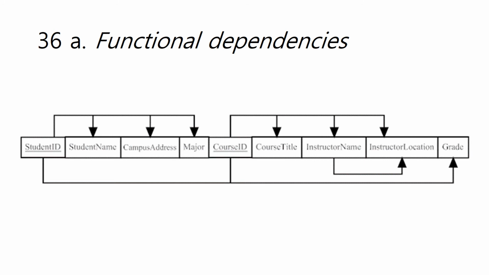A. Functional dependencies. You can see student ID determines student name, campus address, and major. Course ID determines course title, instructor name, and instructor location. Instructor name determines instructor location. And student ID and course ID together determine grade.